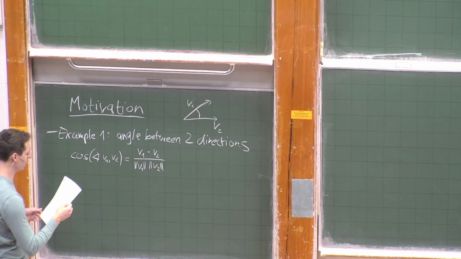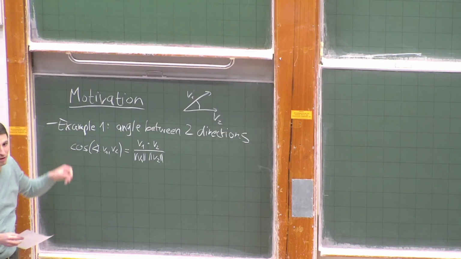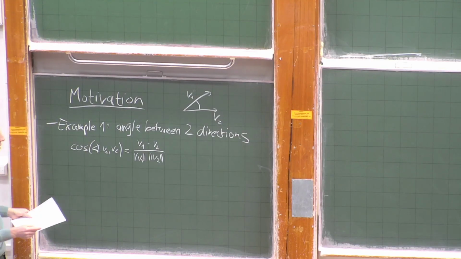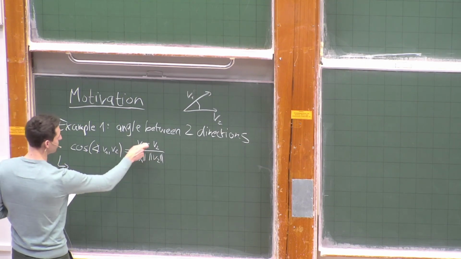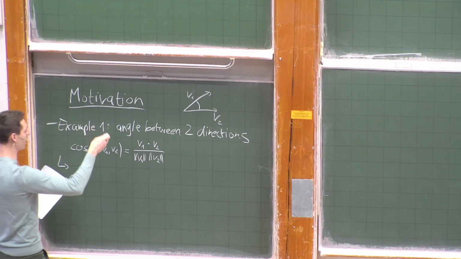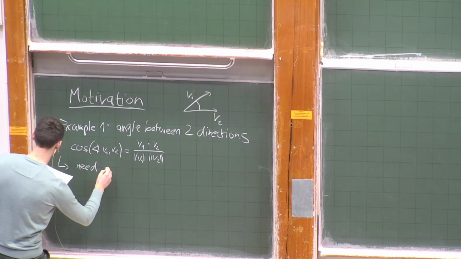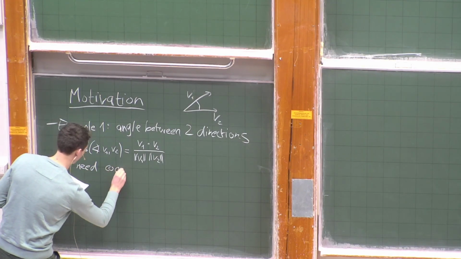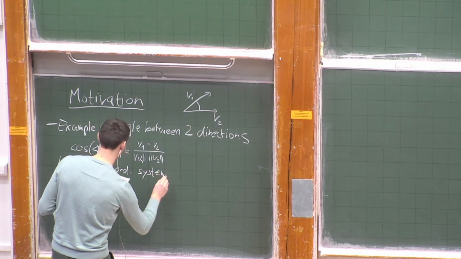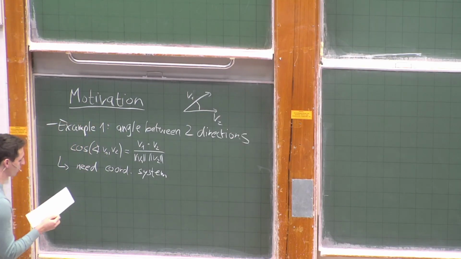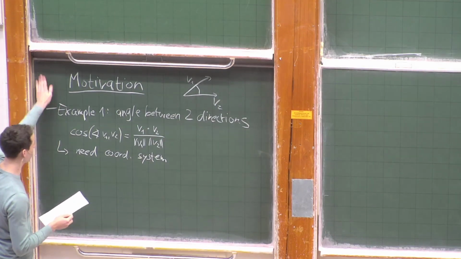And as you can see, in order to really carry out this computation numerically, we need to define a coordinate system. So in order to express these two directions in terms of numbers and then carry out the dot product, we need a coordinate system. Okay, that much for the first example. This is rather trivial.